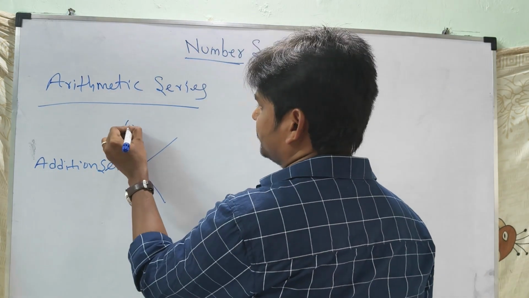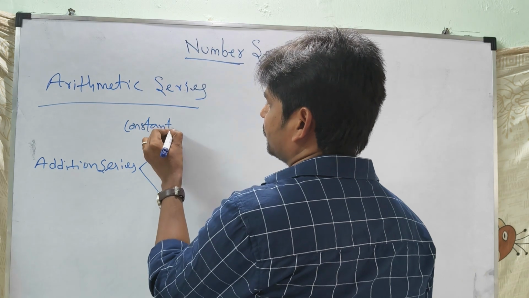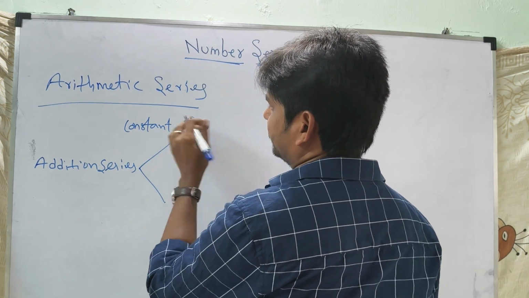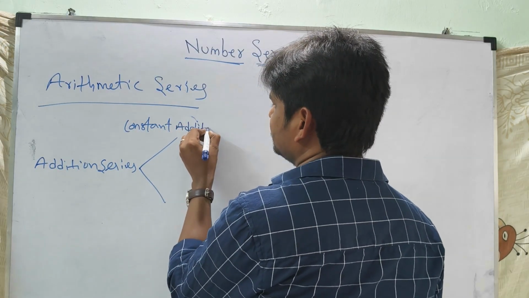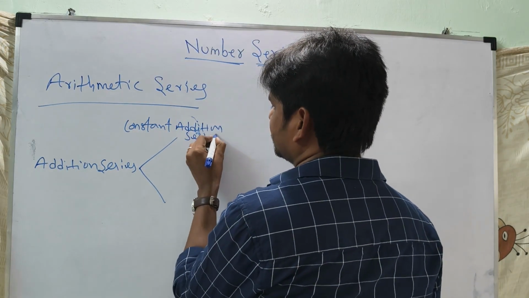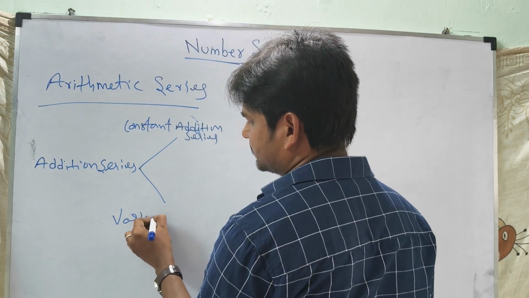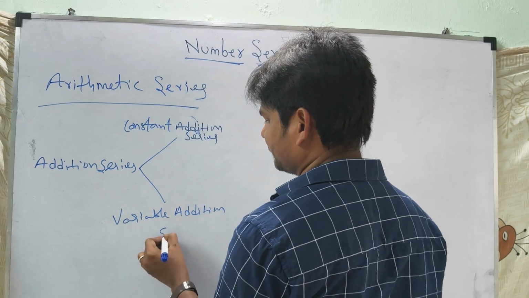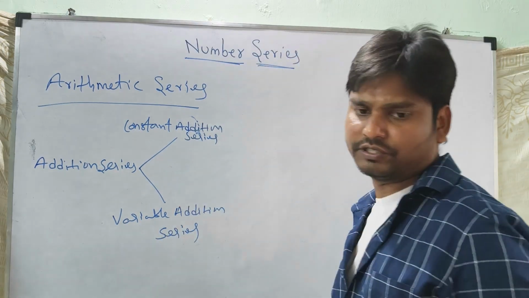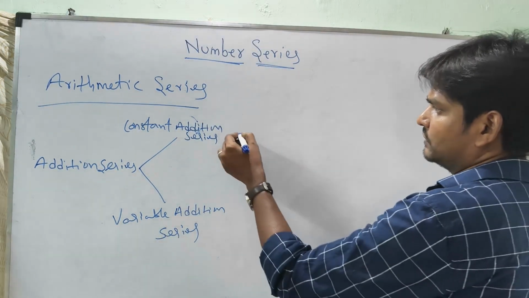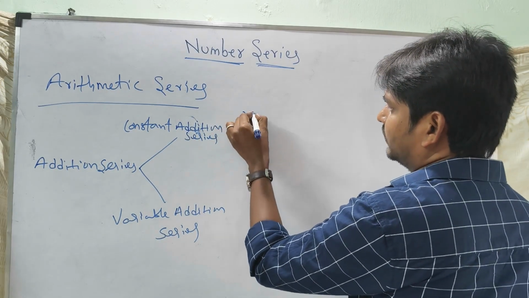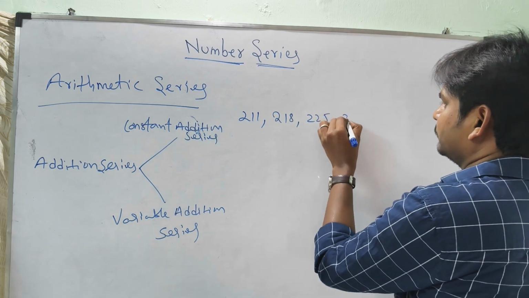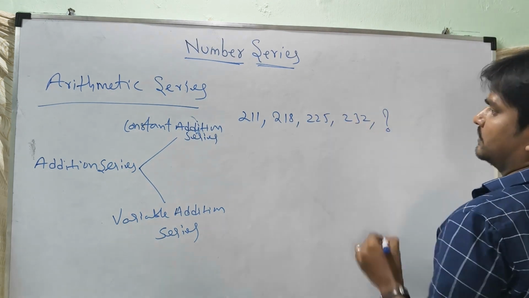One is the constant addition series. Another one is the variable addition series. See, I'll give examples of these two, then you will understand. So first of all, see here: 211, now 218, 225, 232. What next? So this is one example.